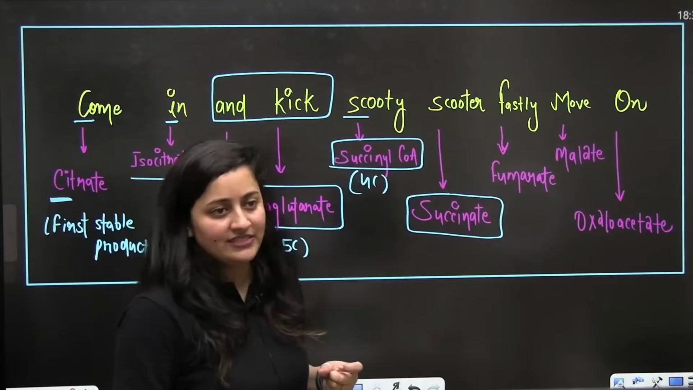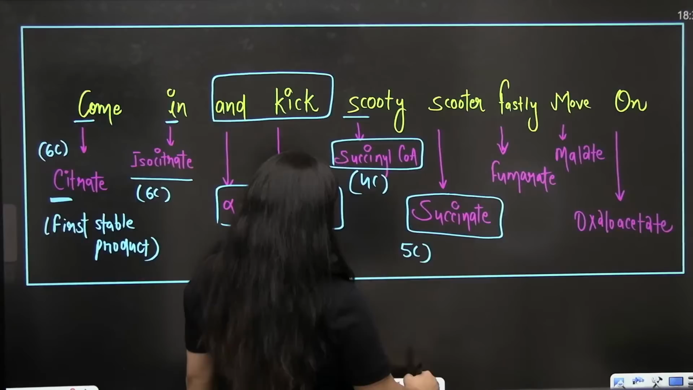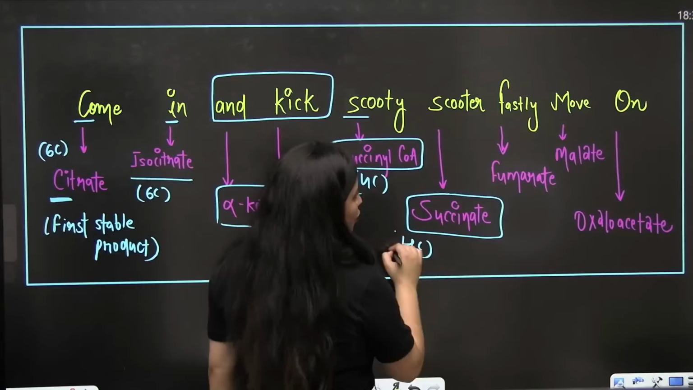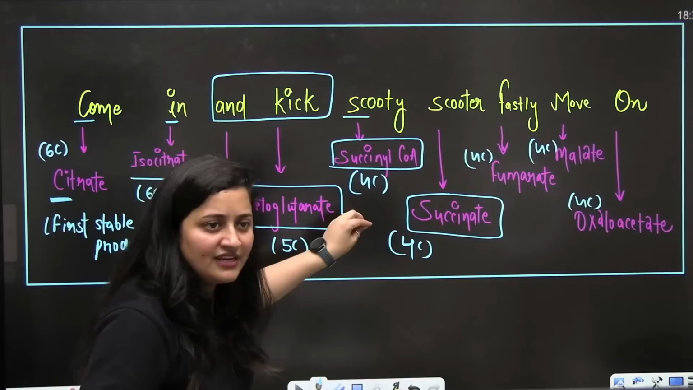Fumarate, malate, oxaloacetate, right? Here, the citrate, 6 carbon compound. Isocitrate, 6 carbon compound. Alpha ketoglutarate, 5 carbon compound. Alpha ketoglutarate 5 carbon, succinate 4 carbon, fumarate 4 carbon containing compound, and these two are also, right? So is that clear? Yes, you will get tricks for the C3 and C4 cycle as well, but as of now, tell me, is that clear?